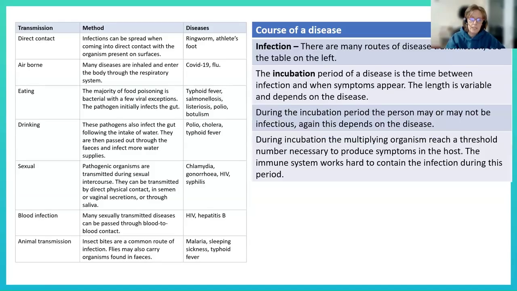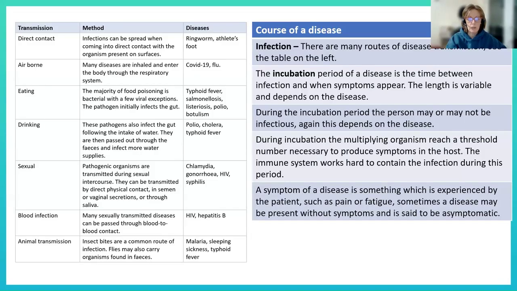Then we get to the stage where the multiplying organism reaches a threshold. And at this point, the host's immune system hasn't got it under control and symptoms will appear in the host. So the person who's got infected is called the host. The immune system works really hard to try and control the disease during this incubation phase, but eventually you're likely to get sick unless you've been vaccinated or you've had the infection before. So a symptom of disease is something which is experienced by the patient, by the host. It's pain, it's fatigue, it's fever, something like that.